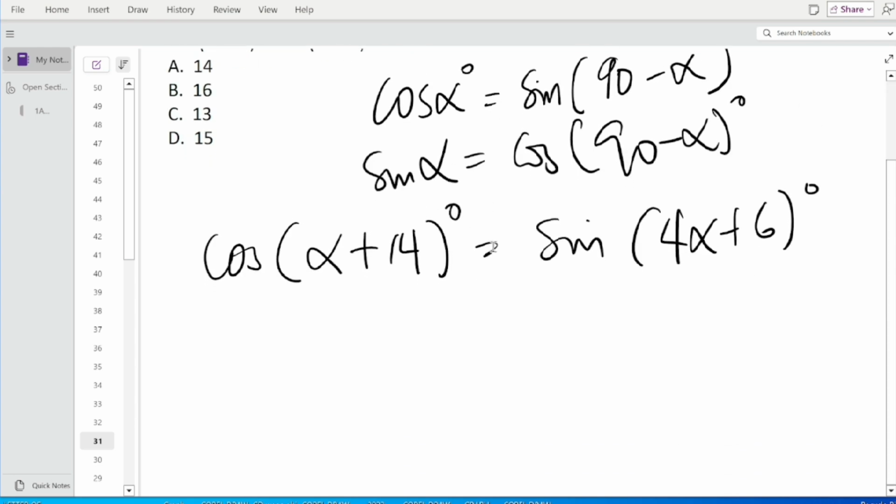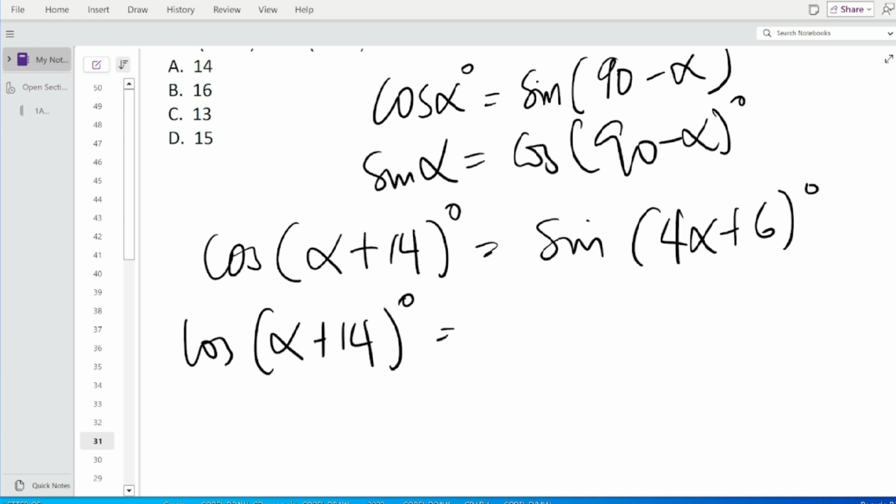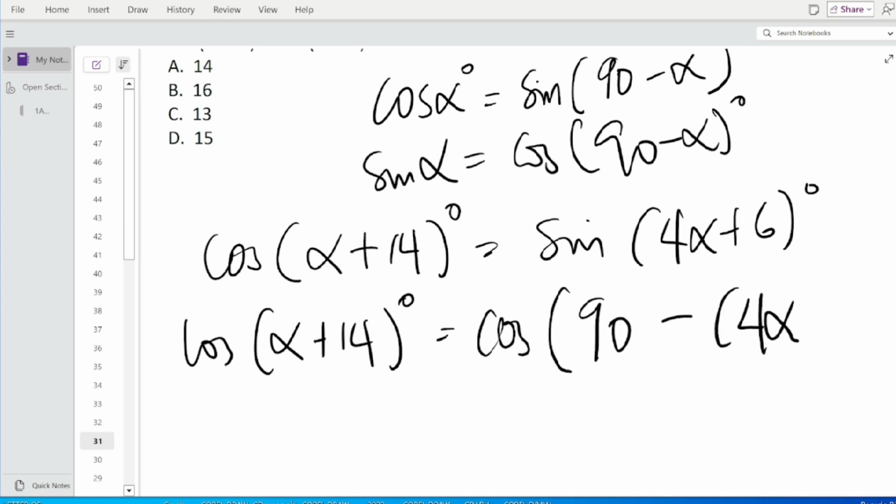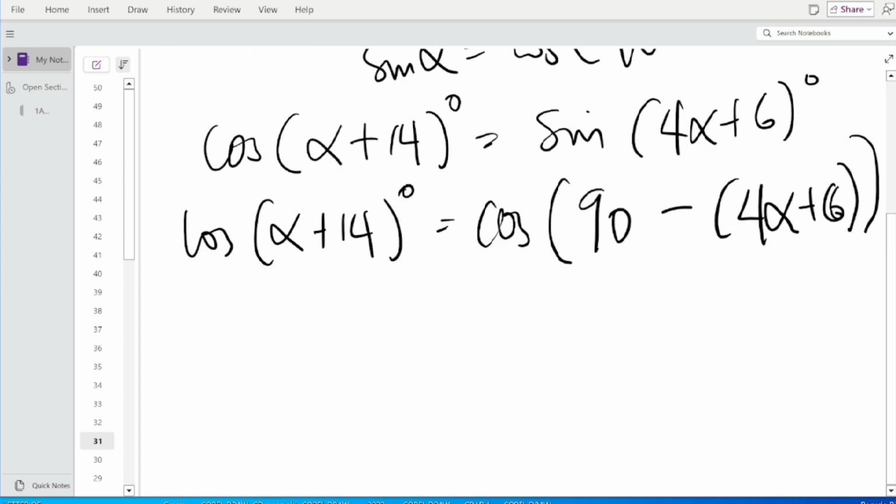Using this formula, we change this sine into cos. So sine alpha means cos (90 minus alpha). In this case, our alpha here represents 4 alpha plus 6. So we have cos (alpha plus 14 degrees) equals cos (90 minus, you still leave this in bracket, (4 alpha plus 6)) and a bigger bracket.